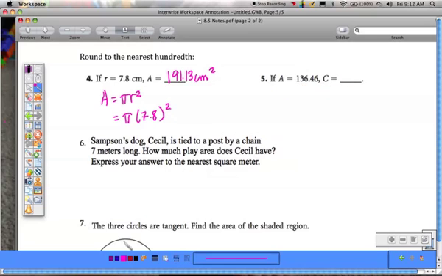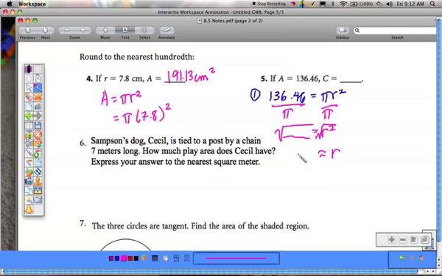Number 5, if the area is 136.46, find the circumference. All right, so this is 2 steps. Number 1, find the radius. Number 2, plug in and find the circumference. So step 1, 136.46, this is area, equals pi times the radius squared. Mathematically or algebraically here, we're going to divide each side by pi first. You'll get the radius squared equals some number here in your calculator. Take the square root of that number. So the radius is about 6.59.